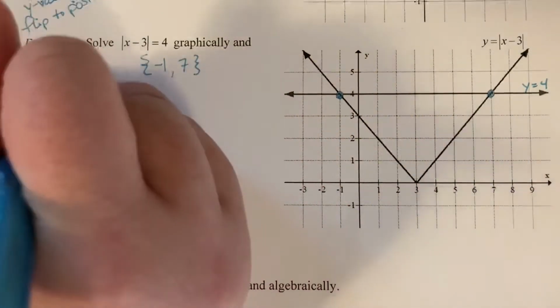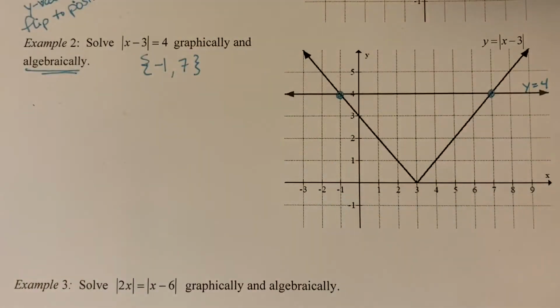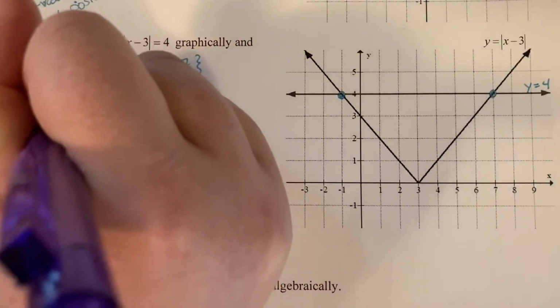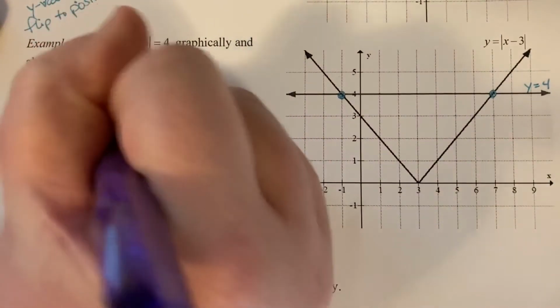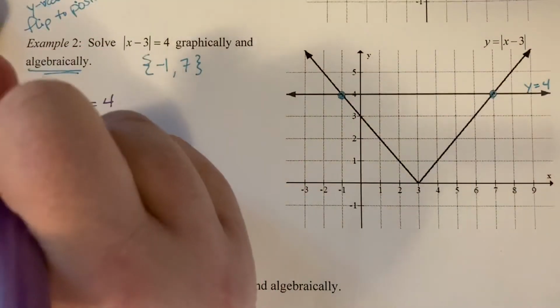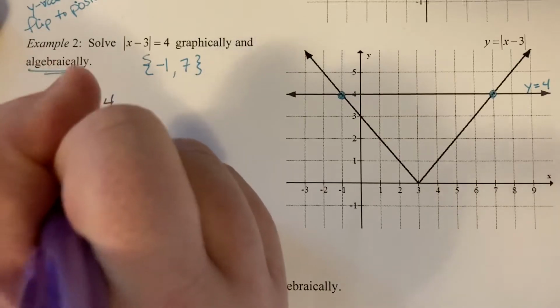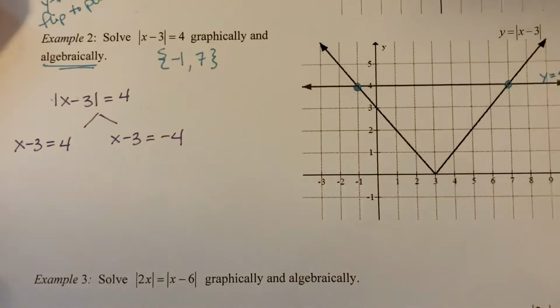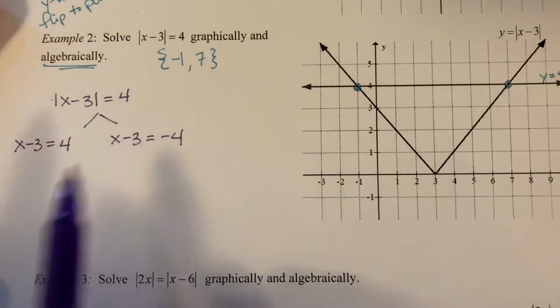Now, it also said algebraically, so this is a good way to show that we're going to get the same answers whichever way we do it. So algebraically, the absolute value of x minus 3 equals 4. Any absolute value equation, we have to split into a positive side and a negative side. There are always two sides to this absolute value.